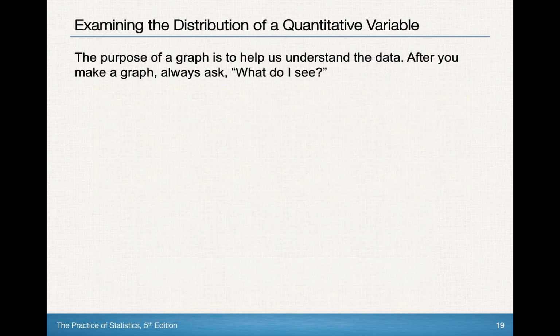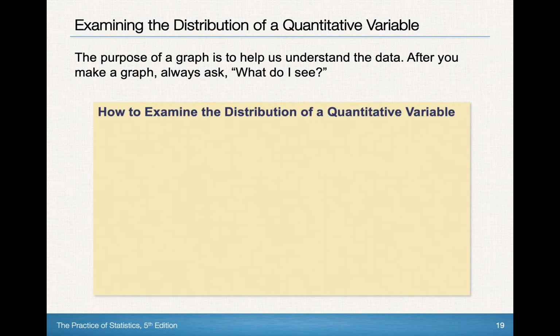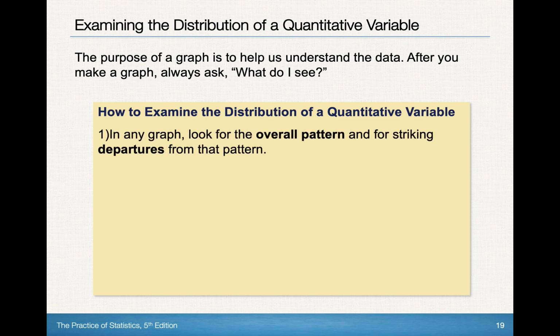When we are examining a distribution, we want to be able to describe it, right? We look at a distribution and we want to say, okay, what do I see? And we want to be consistent in the way that we describe distributions. So when you describe or examine a distribution of a quantitative variable, you want to look at the overall pattern and look for anything that deviates from the overall pattern.